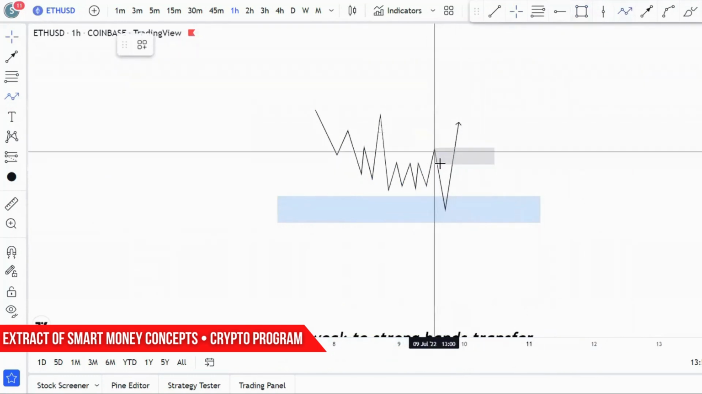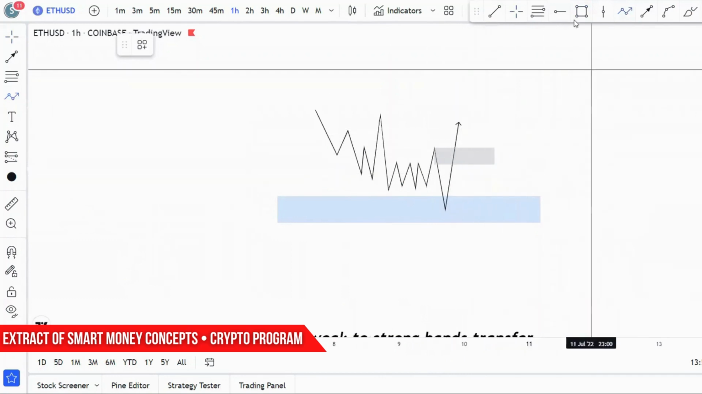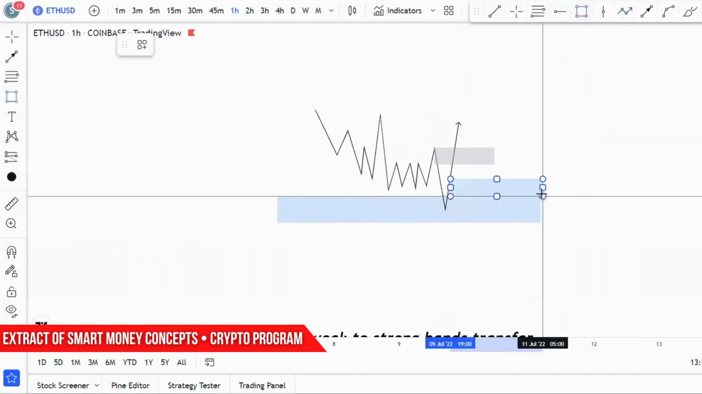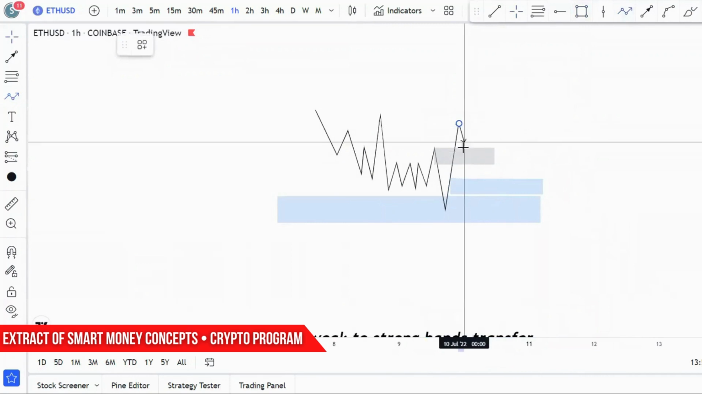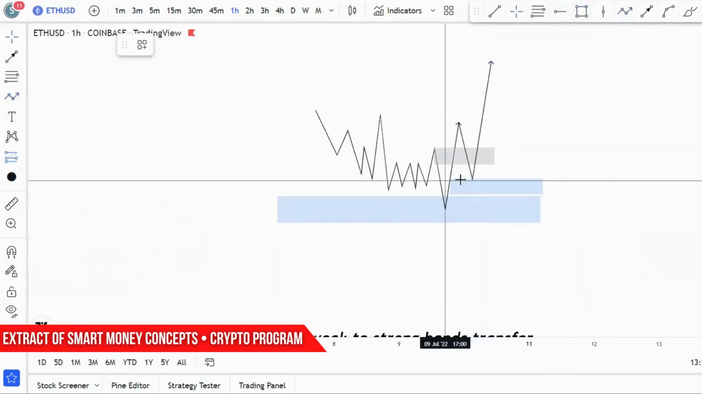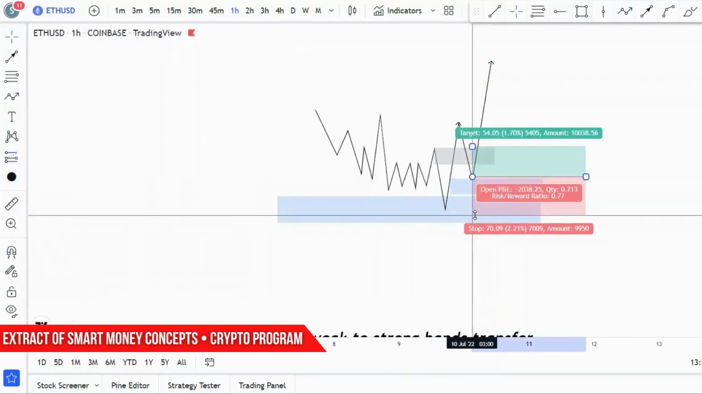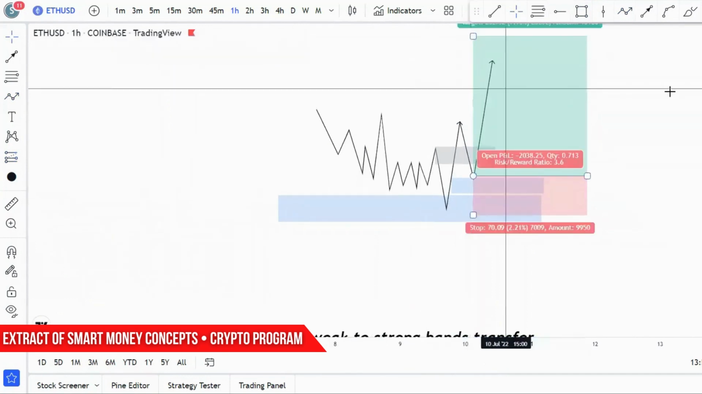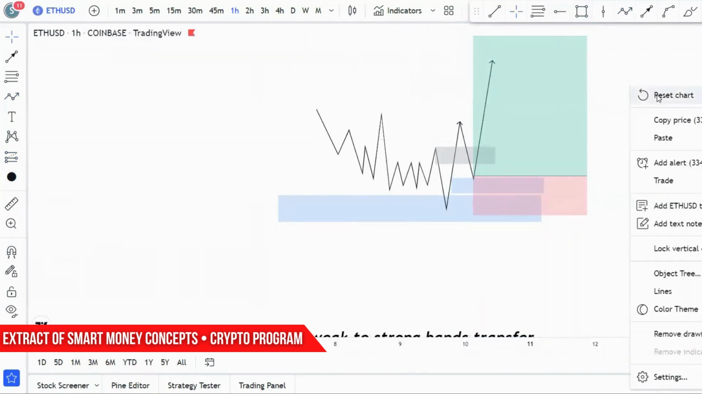Now this supply has failed because this supply broke structure. Clearly this is a supply zone. So now we know demand is in control. Now we'll look for the test of that demand, and then you can place your buys over here, stop loss below this low, and aim for the upside. Okay, now let's take a look at some examples to really understand.